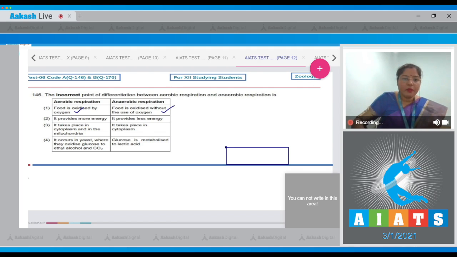Option 2. It provides more energy. Correct. It provides less energy. Correct. And this is also a correct point of differentiation.